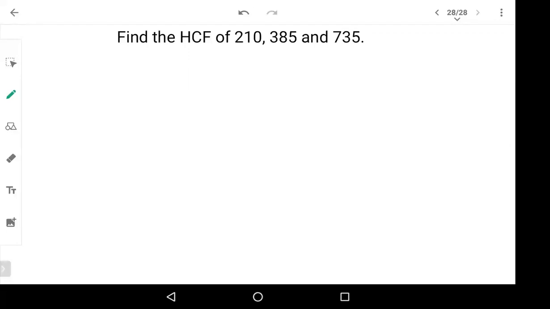We have to take 2 numbers at a time. Okay, we cannot go with 3 numbers at a time. You cannot divide 3 numbers at a time using the division method. So first choose first 2 numbers and find out HCF. After that, whatever answer you get, that will be one part. And then we will take that HCF and the third number and find out the final HCF. Okay, we will first go with 210 and 385. As in when we do the problem, I will explain it to you.